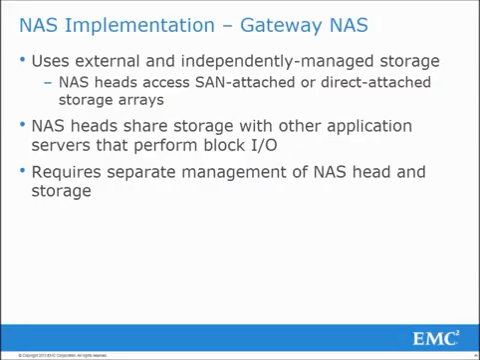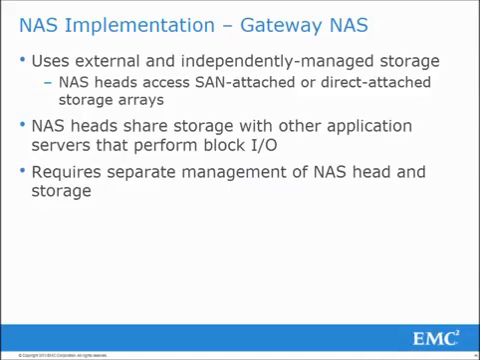Gateway NAS. A gateway NAS device consists of one or more NAS heads and uses external and independently managed storage. Similar to Unified NAS, the storage is shared with other applications that use block-level I/O. The management functions in this type of solution are more complex than those in a Unified NAS environment. This is because there are separate administrative tasks for the NAS head and the storage. A gateway NAS solution can use direct attached storage arrays or use the FC infrastructure such as switches and directors for accessing SAN attached storage arrays.